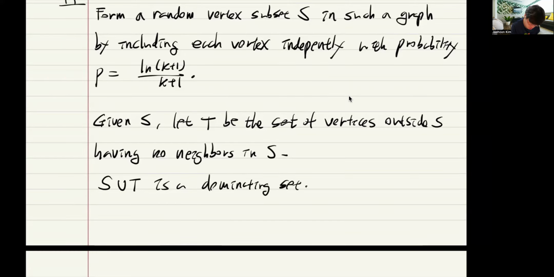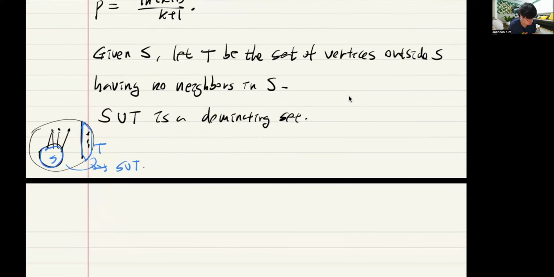So adding this T is the alteration. You have this random set S. We want it to be the dominating set, but some vertices do not have a neighbor in S. Because of this, S is not a dominating set, but we add them to S to artificially make it a dominating set.